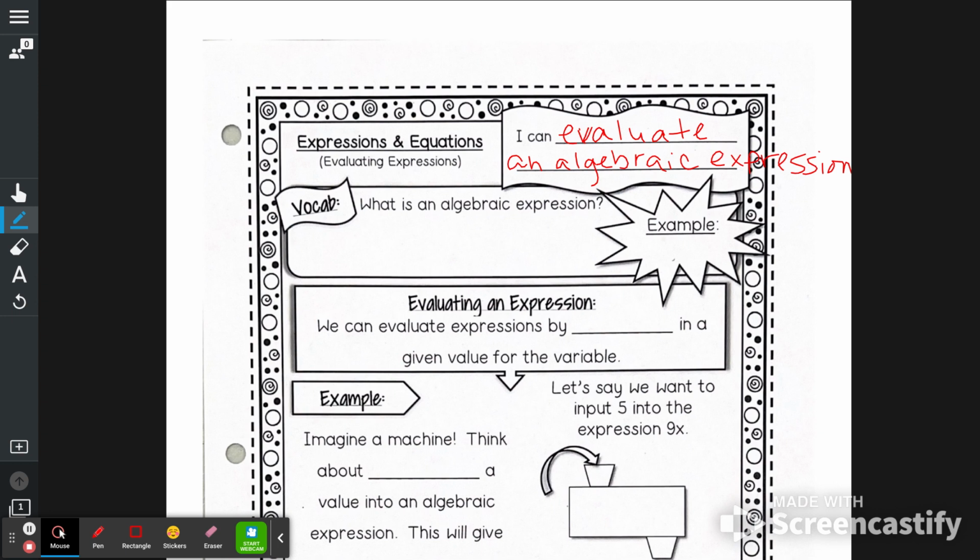So what exactly is an algebraic expression? Well, an algebraic expression is a mathematical phrase that contains a variable and operations such as addition, subtraction, multiplication, or division, but it does not have an equal sign. An example of that would be x minus 4. It's not an equation because it does not have that equal sign, but it is an expression.